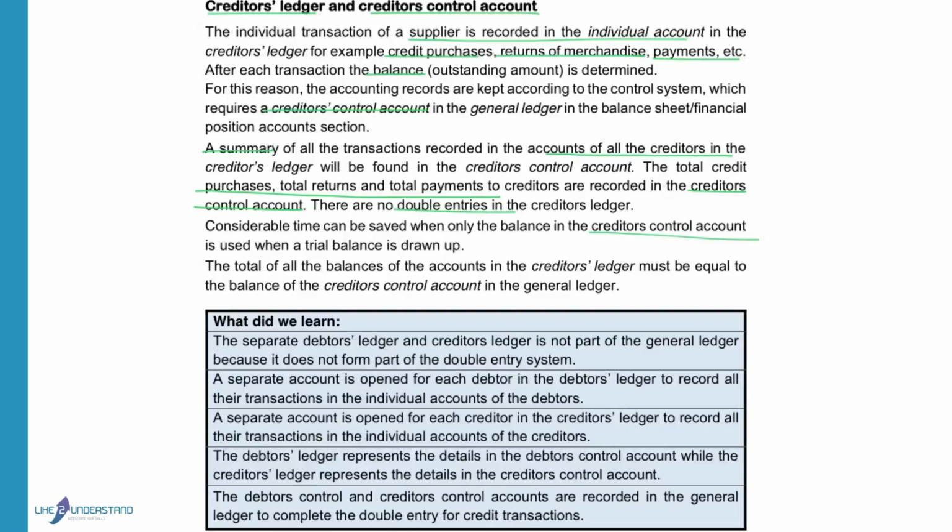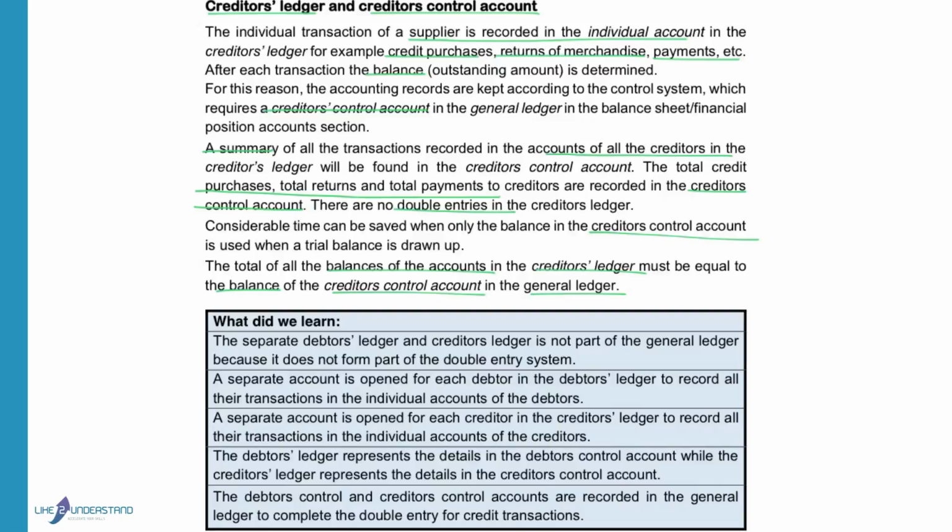The total of all these balances of the accounts in the creditors ledger must be equal to the balance of the creditors control account in the general ledger. If it's not equal, it means that there's a mistake somewhere. So you either recorded entries in the creditors ledger and not in the creditors control, or you forgot to record some of the entries in your creditors ledger.